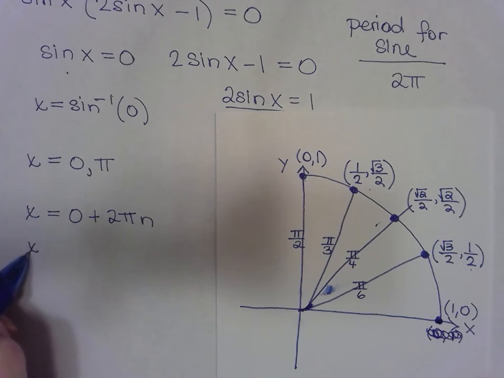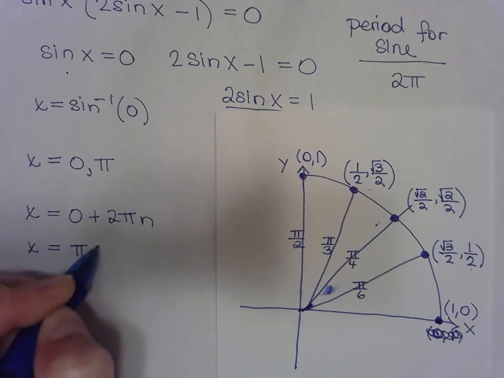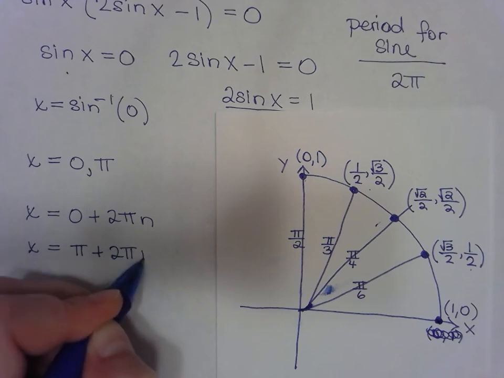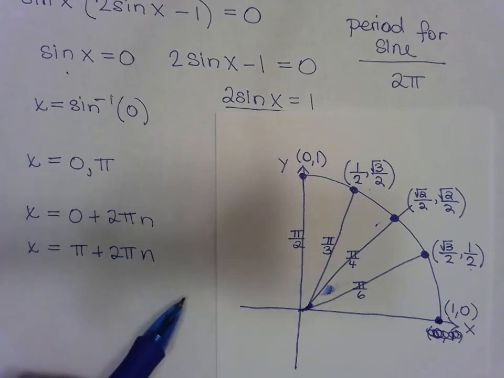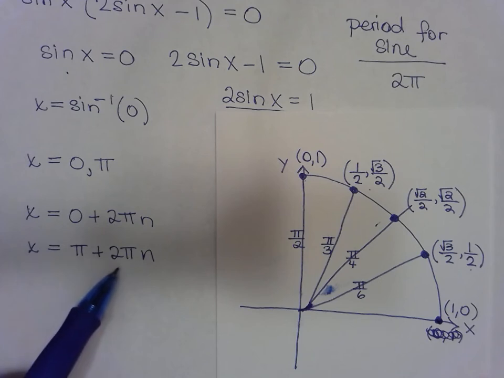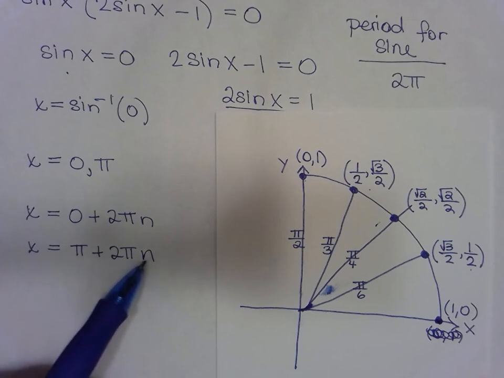Okay, and I could do the same thing for pi. So pi, right, over here on the left, and then I rotate all the way around to 3 pi, again around to 5 pi, right, and I can just keep adding the period over and over again. Again, n is an integer here.